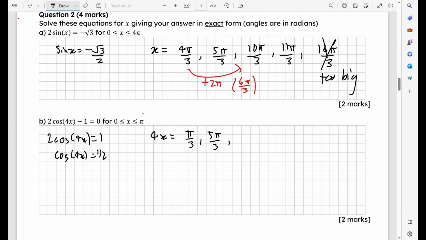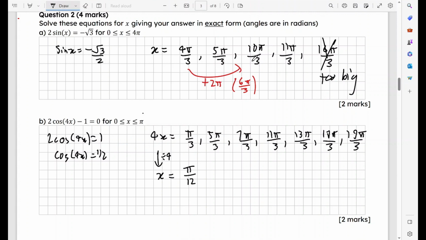Again, we're going to keep adding on multiples of 2 pi, so our next one is 7 pi over 3, and then 11 pi over 3, and then 13 pi over 3, and then 17 pi over 3, and you can keep going if you want, like 19 pi over 3, but we'll see this is going to get too big. So if we want to go here, we're then going to divide by 4 to get x, and we need to divide everything by 4.